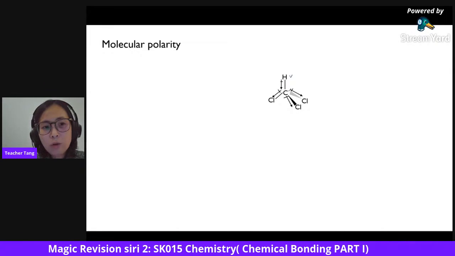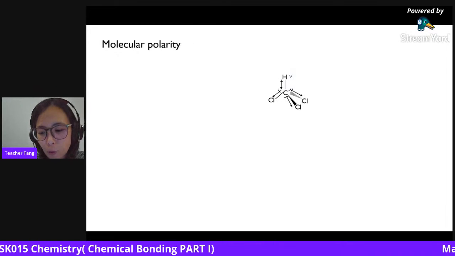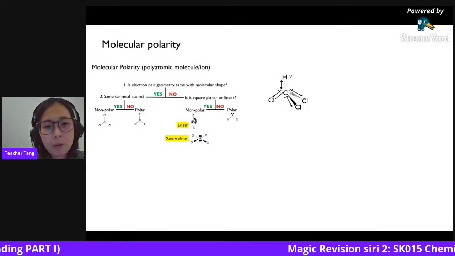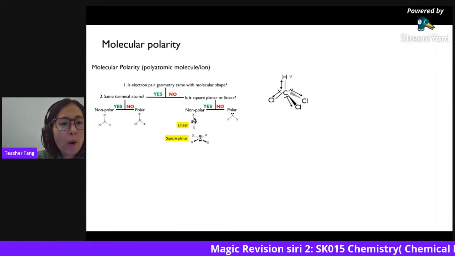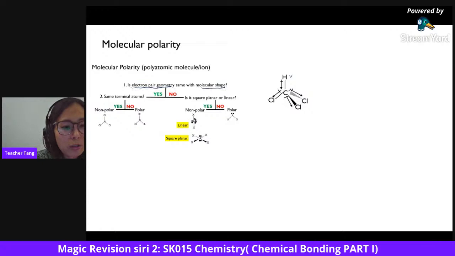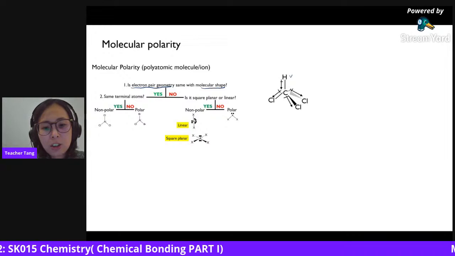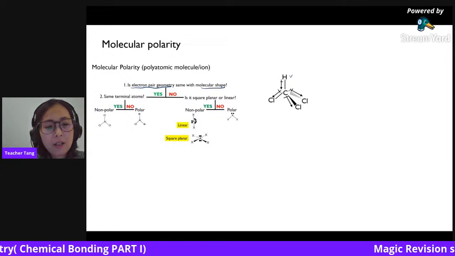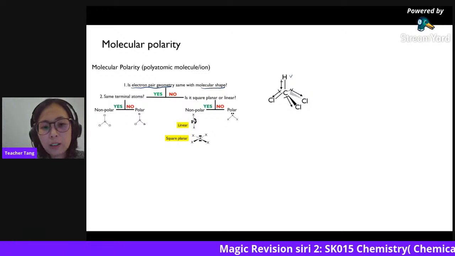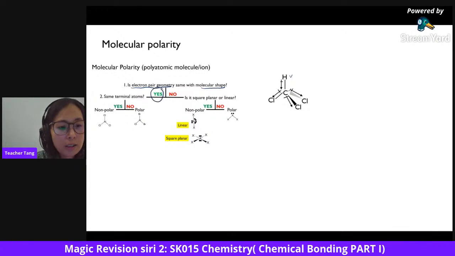So how do we determine the molecular polarity? Again, we need to go through the flow chart. So the first question that we need to ask ourselves is whether this molecule has the electron pair geometry the same as the molecular shape. So remember just now we have determined CHCl3 has the electron pair geometry tetrahedral and the molecular shape is also tetrahedral. So therefore, the answer for question number 1 is yes.